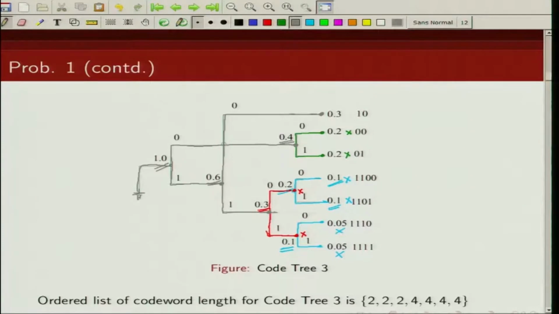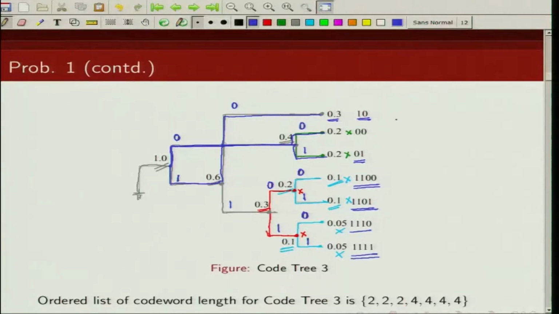Now if we look at the code words here, again we label each of these branches by 0 and 1, 0, 1, 0, 1, 0, 1, 0, 1, 0, 1. So you can see the code word corresponding to this is 1, 0. Code word corresponding to this is 0, 0. This one code word is 0, 1. So similarly you can find out this one has code word 1100, 1101, 1110 and 1111.